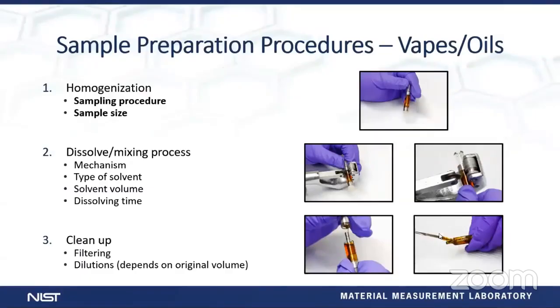Now, this was for vape cartridges. A lot of the oils and vape liquids you get, they come out easily. You can just pipette them into your extraction vial, your dissolving vial that you're doing your analysis for.